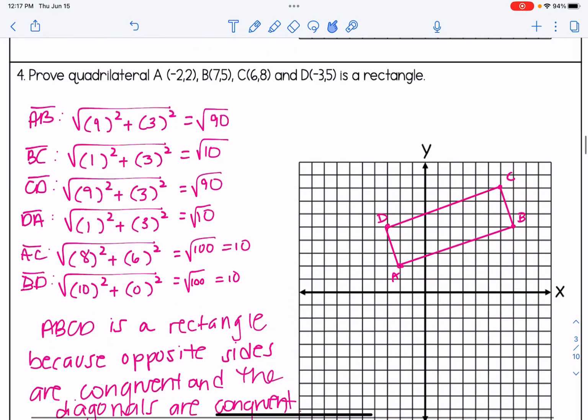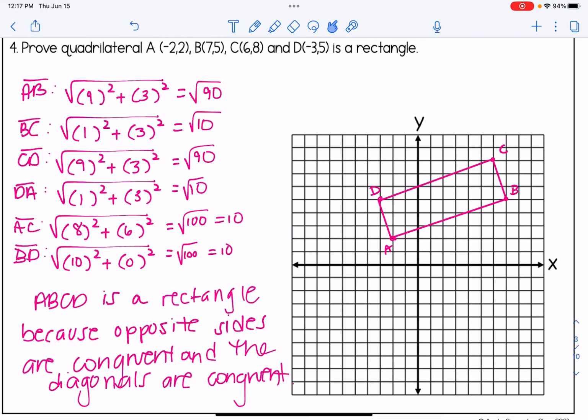All right, number 4. Prove it's a rectangle. You can see it's a little lengthier here because I have now done the distance formula 6 times. So I did the 4 sides. Notice radical 90, radical 90, radical 10, and radical 10. That shows me opposite sides are congruent. The 2 diagonals have the same measure. That shows me those are congruent. So I concluded ABCD is a rectangle because opposite sides are congruent and the diagonals are congruent.